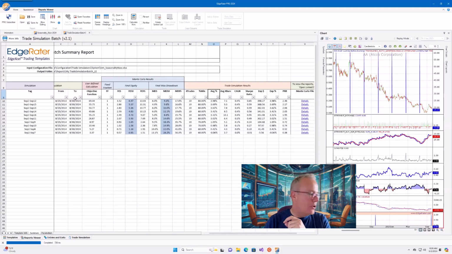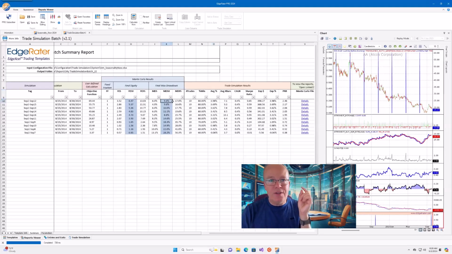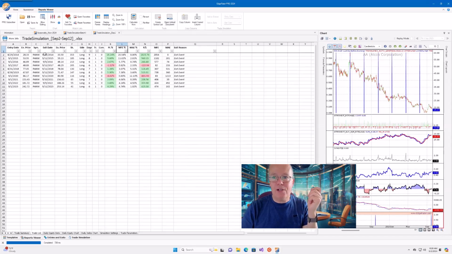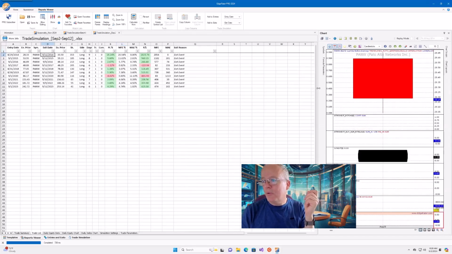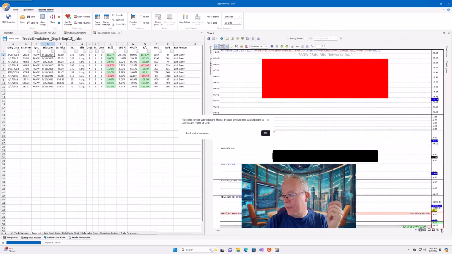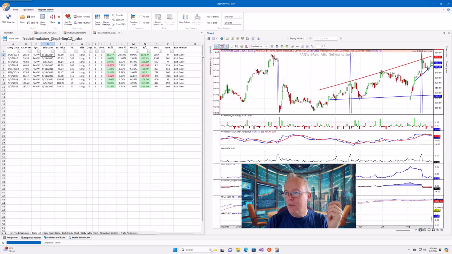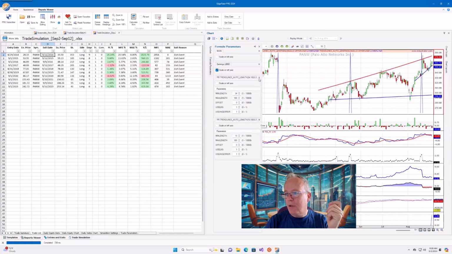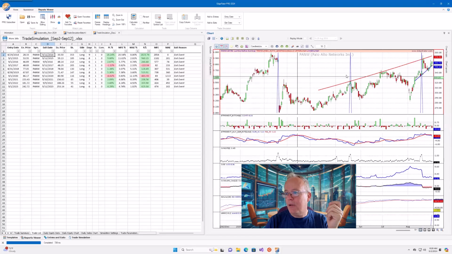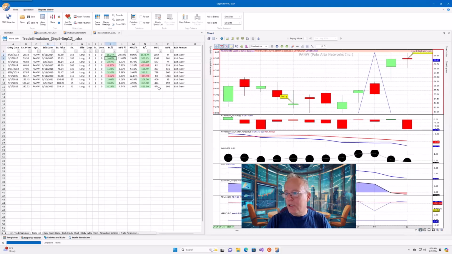So then the question is, how do you see the actual individual trades? And that's the key here. When you run a batch simulation in EdgeRater, all you need to do to see the actual individual trades is to click on the row you're interested in and press open link document. And these are now the actual trades that were used in the calculation. So if I click on that, I come over here, I'll remove that trend line. Okay, so we'll keep that going, set my chart layout the way I want it. We'll look at year 2.